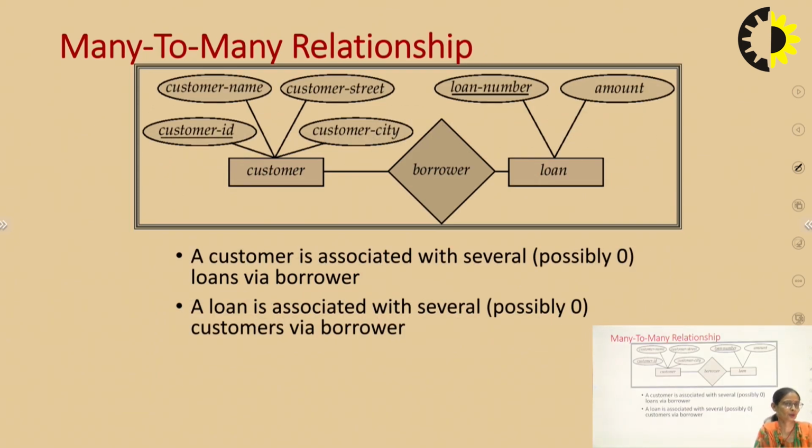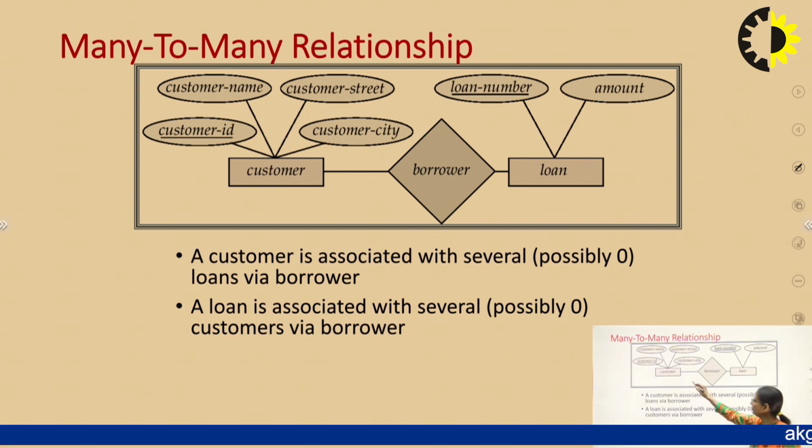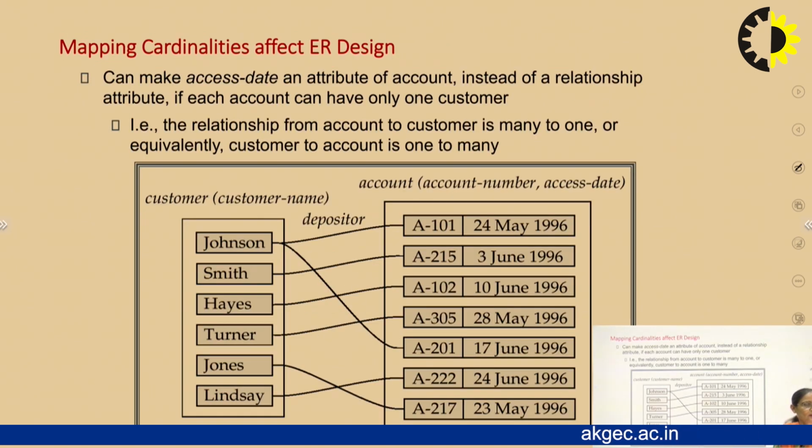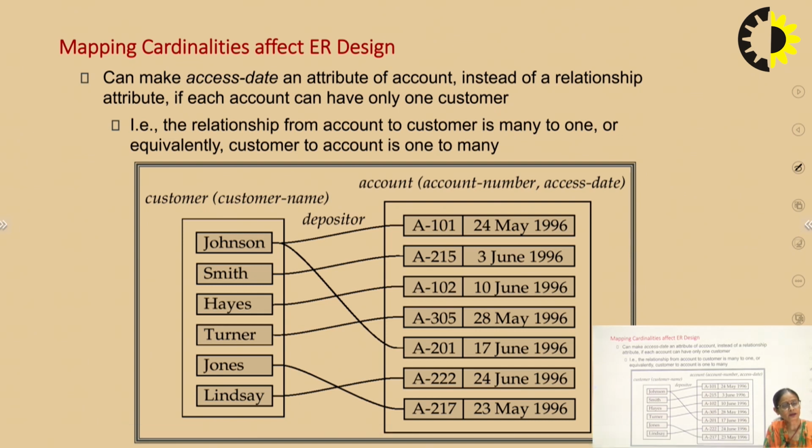Similarly, this figure is showing many to many, that is, both directions. We are considering the 0 possibility also. We can make access date an attribute of account instead of a relationship attribute if each account can have only one customer. That is, a relationship from account to customer is many to one, or equivalently, customer to account is one to many.